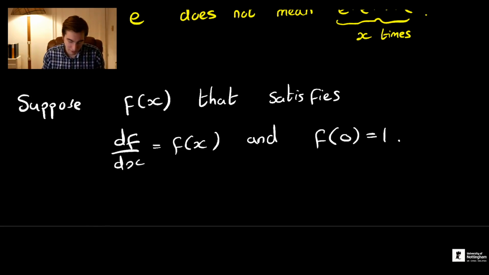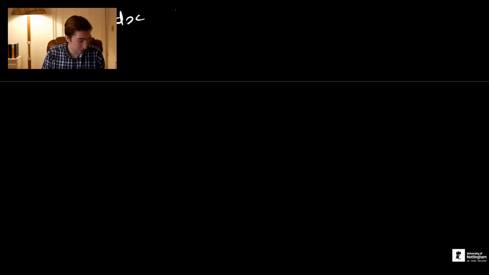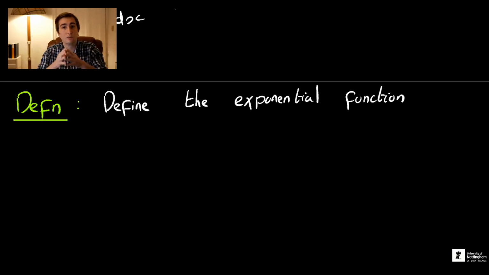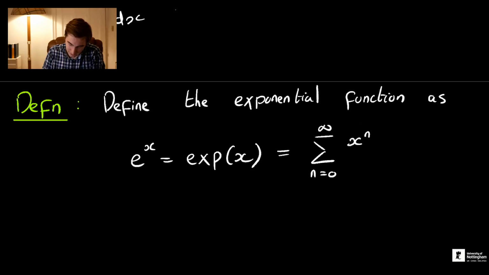So hopefully you've talked about power series in the calculus component. This arrives at a definition. So let's start a new page down here, and let's put a definition in. Let's define the exponential function, not as this idea of exponential growth, but from this derivative property, as the following. We'll define it as, we can write it as e to the x, but it's also traditionally written as exp of x, is this infinite series from n equals 0 to infinity of x to the n over n factorial.